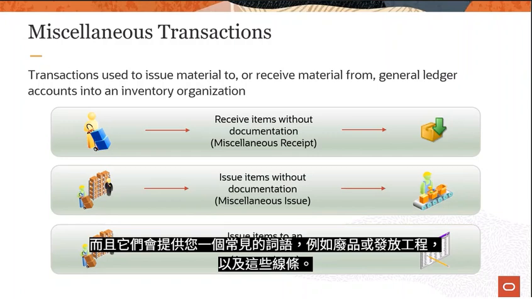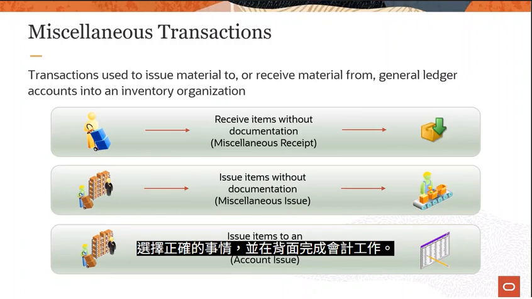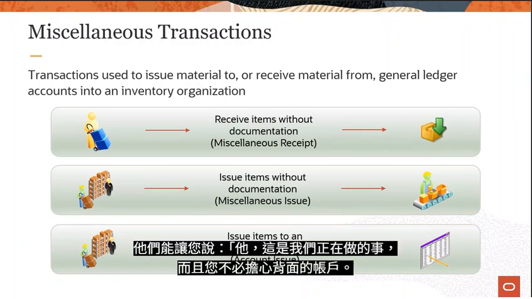And all the user has to do is choose whether they're going to do an issue or receipt, choose the right thing, and the accounting's done on the backside. Previously we talked about account aliases, those are generally set up on the operations side, and they do the same thing. They give you that ability to say, hey, this is what we're doing, and you don't have to worry about the account.